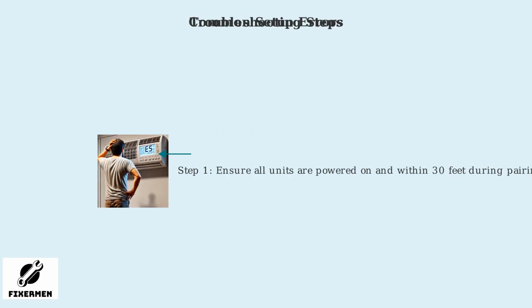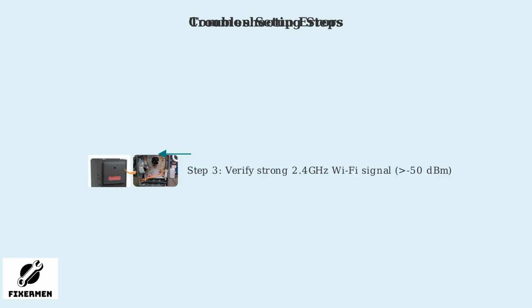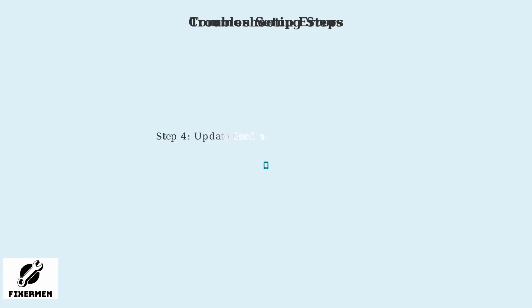To troubleshoot, first ensure all units are powered on and within 30 feet of each other during pairing. Reset your thermostat by holding the reset button for 10 seconds. Verify you have a strong 2.4 GHz Wi-Fi signal greater than -50 dBm. Make sure you are running the latest version of the Goodman app, currently 4.1.5 as of March 2026.